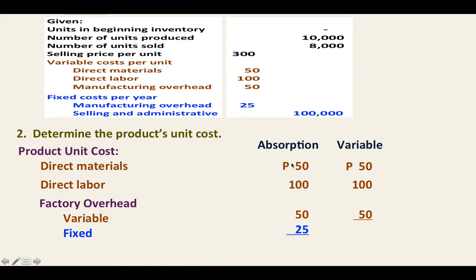Okay. So, the product unit cost under absorption costing is 50 plus 100 plus 50 will give you 225. Sa variable costing, you have 50, 100 plus 50 is 200. So, under absorption costing, ang product's unit cost is 225 per unit. Sa variable costing, 200 per unit. Okay? Let's move on, class.